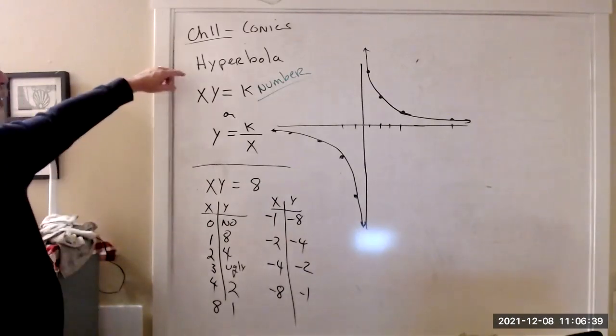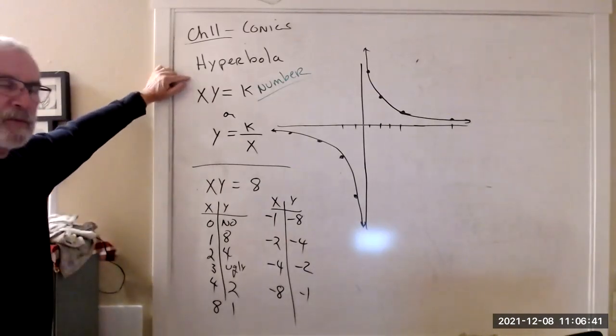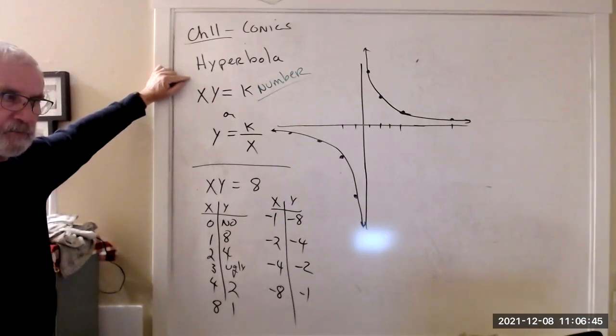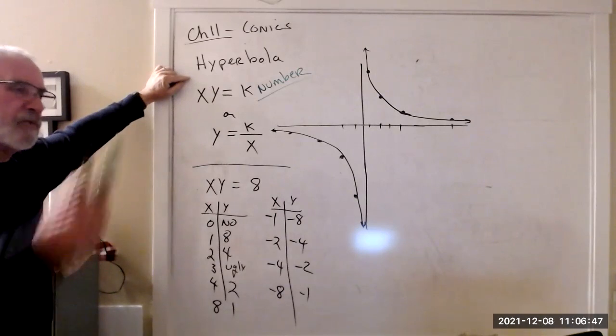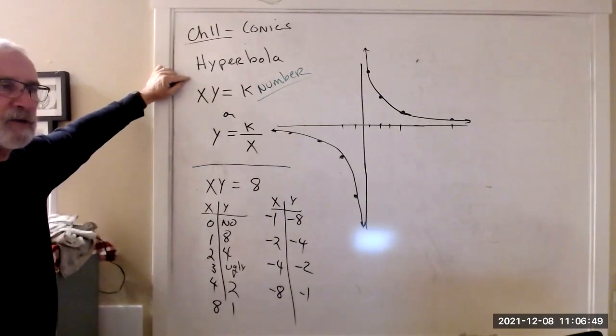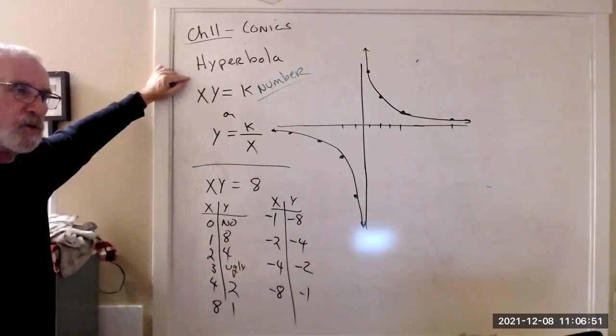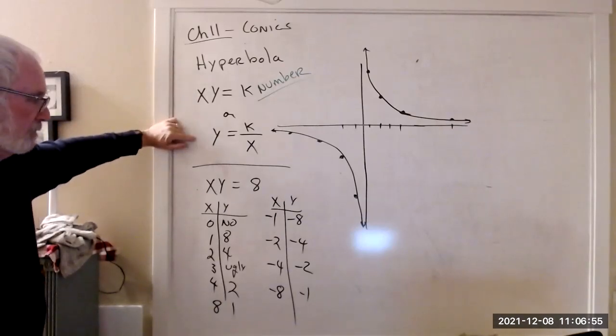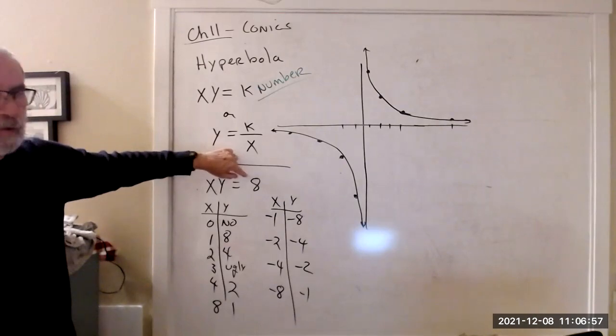Okay, so this is the hyperbola number 3. Remember, I told you there's 3 of them. There's the one with all the big fancy equations, and we had to figure out where the heck the asymptotes were and all that kind of stuff. And then there's this one, xy equals 8. Questions on this?